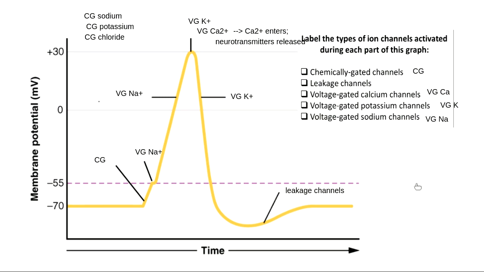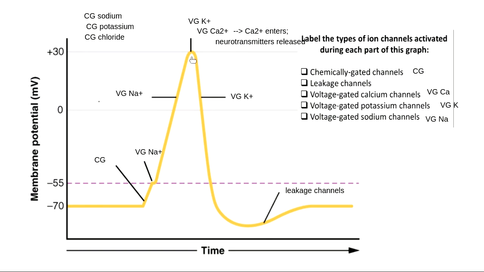Hey, this labeling that we did on this graph, this is an underline highlight star graph. We got to know this stuff. Which kind of channels are involved in which places on the graph. So make sure we know at the beginning that it's chemically gated channels, because chemicals are attaching to open up these channels. Then we need to know that once we hit threshold, it's all about voltages. The kind of ion that makes my membrane charge more positive is sodium. So voltage-gated sodium channels help me to get more positive.